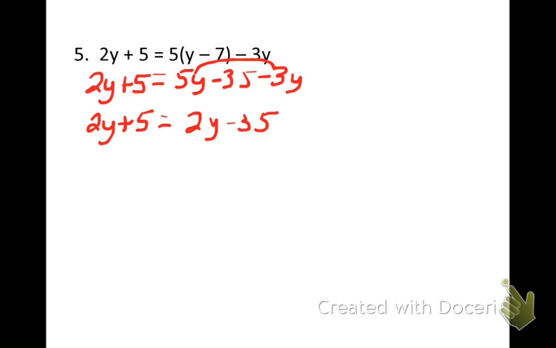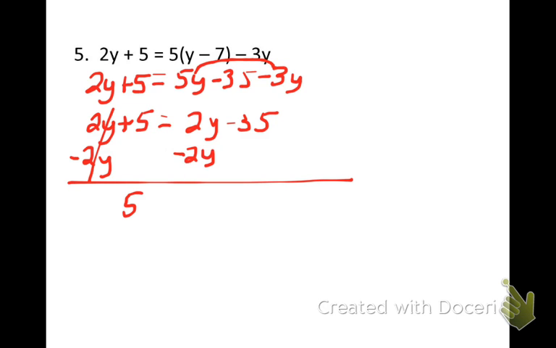And now I'm going to get my y's together by subtracting 2y from each side. Well, what is 2y minus 2y? It's 0, so that's gone, leaving me 5. And over here they subtract away, leaving me negative 35. This is kind of a special situation. Your variable's just subtracted away and you're left with this statement. So you need to ask yourself, is this statement true or false?